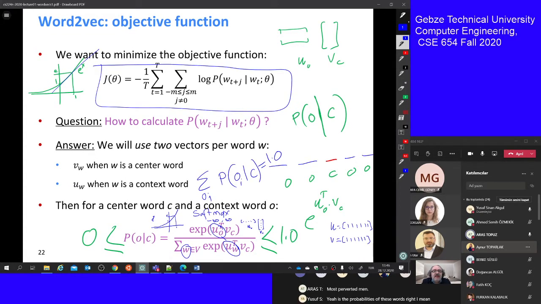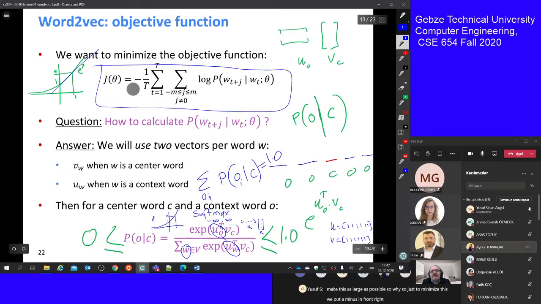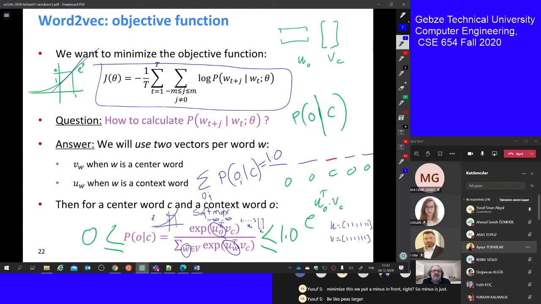If you have a large corpus, and we make this probability large, that is, given this banking, what is the probability of crisis, right? Make this as large as possible. So to minimize this, we put a minus in front. P is as large as 1.0 for each one, but to make this a minimization problem, we put a minus in front.